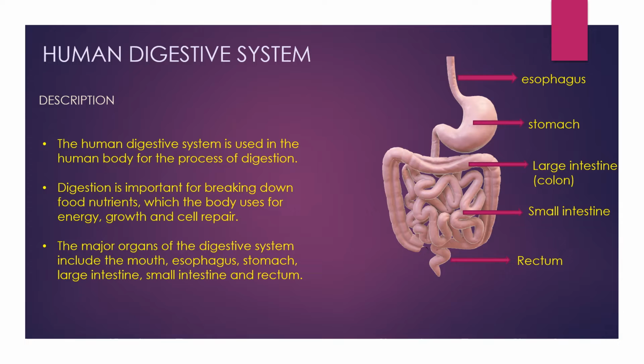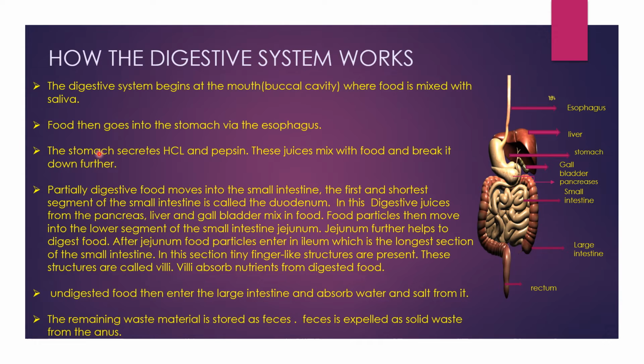The major organs of the digestive system include the mouth, the esophagus, stomach, large intestine, small intestine, and rectum. Now let's see how the digestive system works.